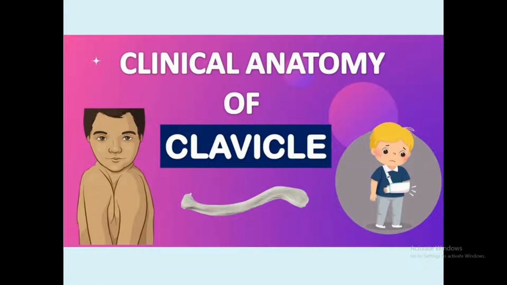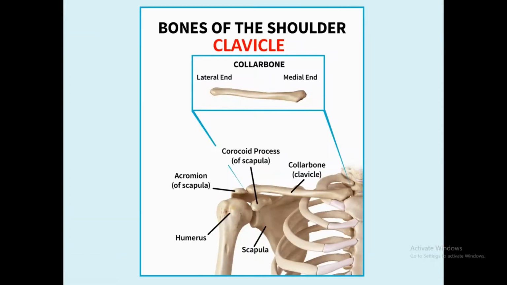In this video, we are going to see the clinical anatomy of the clavicle. The clavicle is also called the collarbone or beauty bone. The clavicle is divisible into a lateral end and a medial end. The clavicle bone extends between the manubrium of the sternum and the acromion of the scapula.